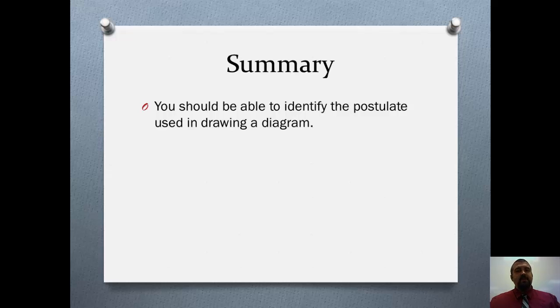Alright, at this point you should be able to identify a few postulates, how to use them, where they show up, identify them in diagrams, and so on and so forth.